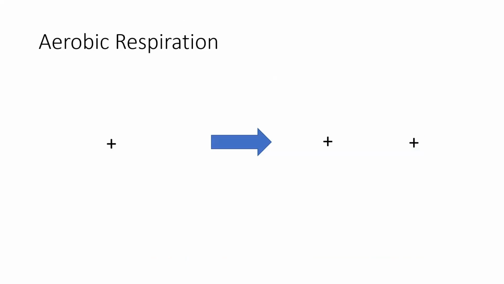And as we covered yesterday, in the rule of threes, food in the form of glucose, oxygen in the form of air, and water are used to carry out this reaction called aerobic respiration.